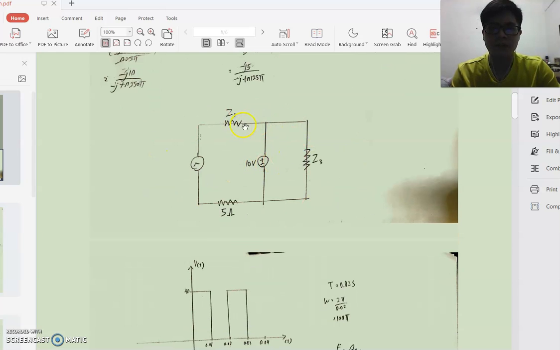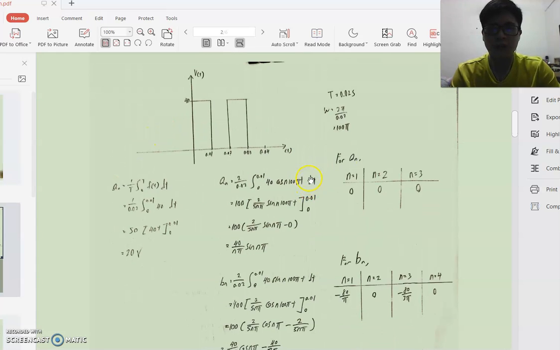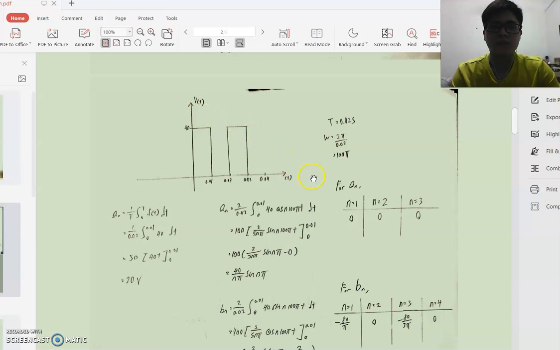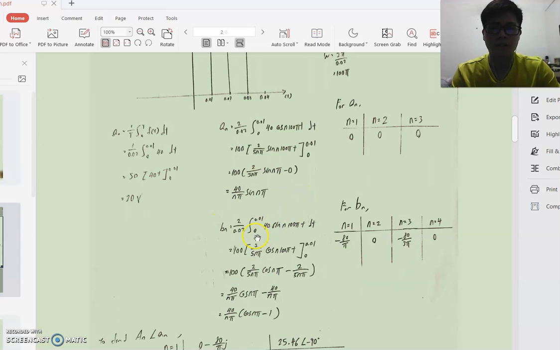After we simplify the circuit, next is a graph for the circuit. This is a voltage against time graph for the circuit. So we used to find out A0 is equal to 20 watt, and An is equal to 40 over n pi sin n pi. Bn is equal to 40 over n pi cos n pi minus 1.